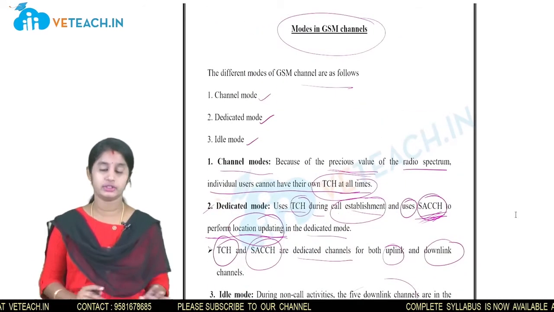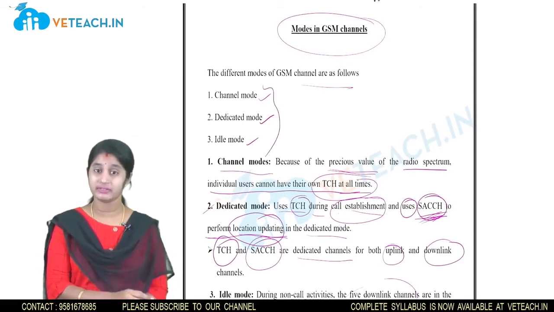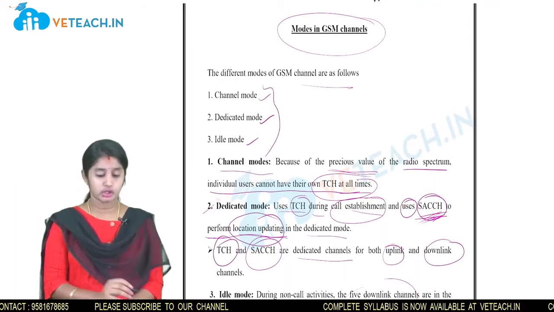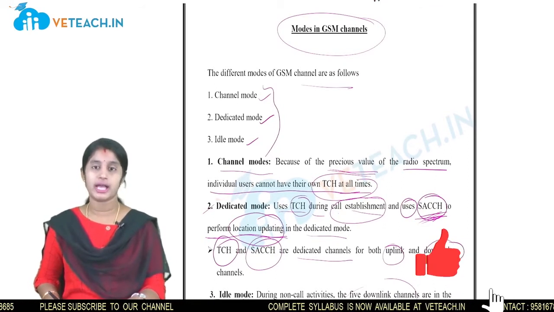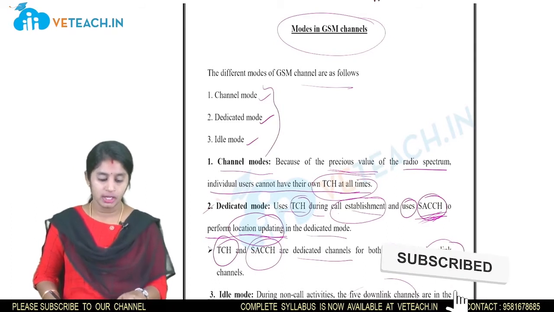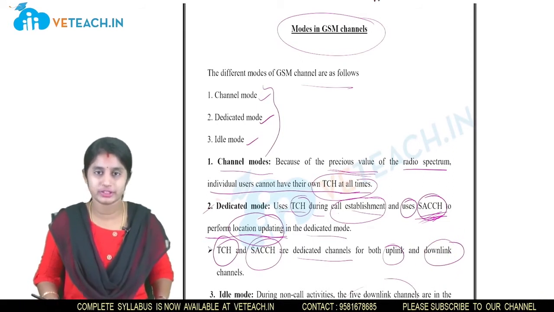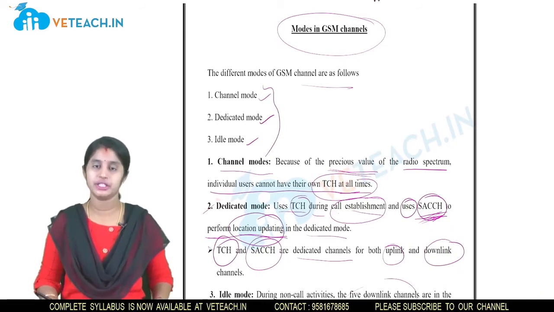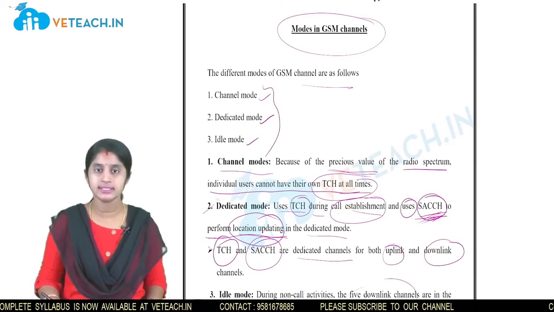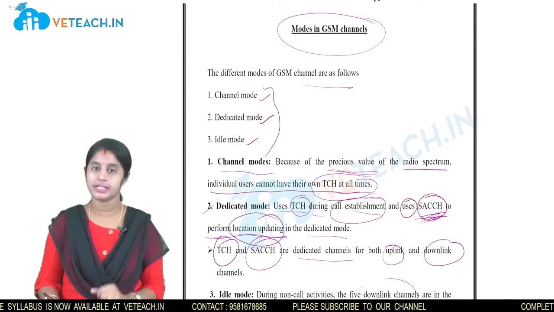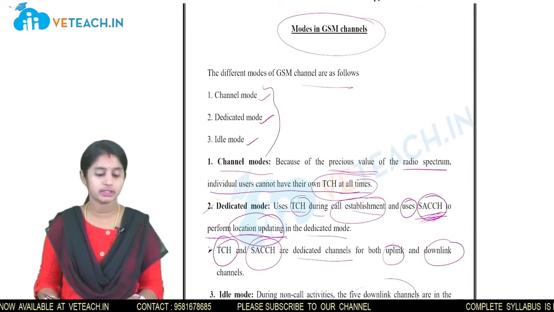Clear? These are the three GSM channel modes we have. First one we discussed was channel mode, second one dedicated mode, and third one is idle mode. Coming to the summarization of this topic, we have mainly discussed the three types of GSM channel modes. The first was the channel mode, the second the dedicated mode, and the third the idle mode, right?